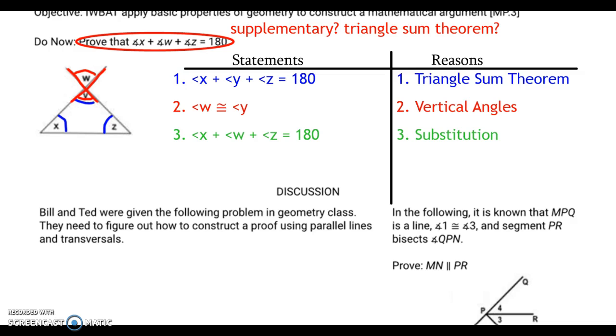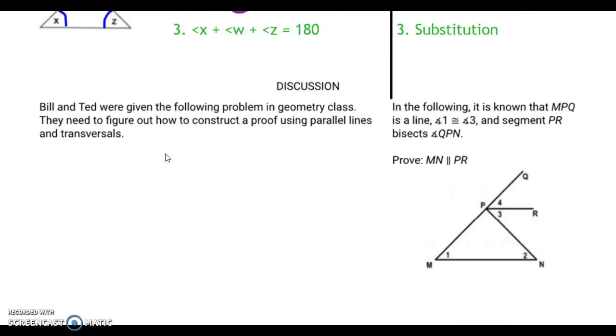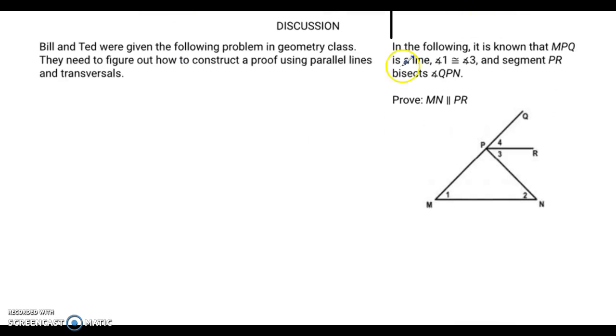Once we do these two steps, we can identify the fact that angle Y is the same in both. So what we did was we took angle Y out and replaced it with angle W. So we got angle X plus angle W plus angle Z is equal to 180 with substitution. Notice that we've gotten the same exact equation as what it says in the proof statement. So we are done.